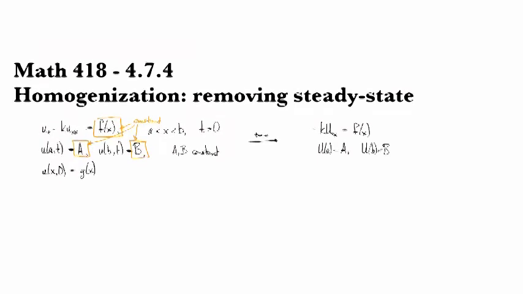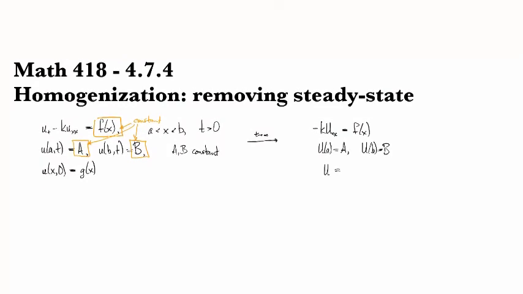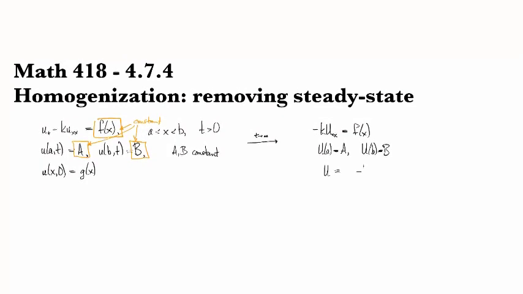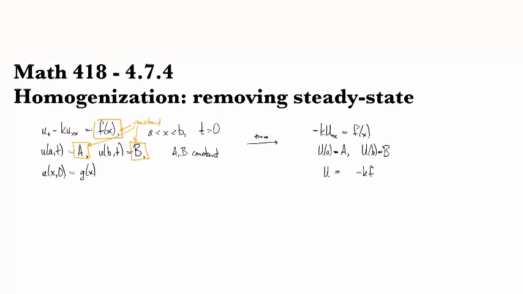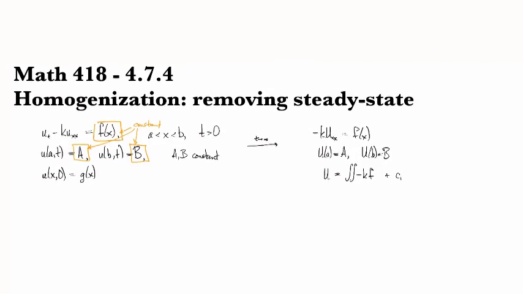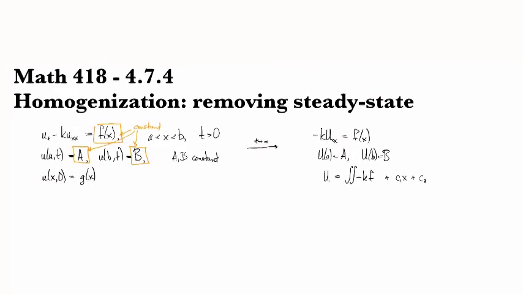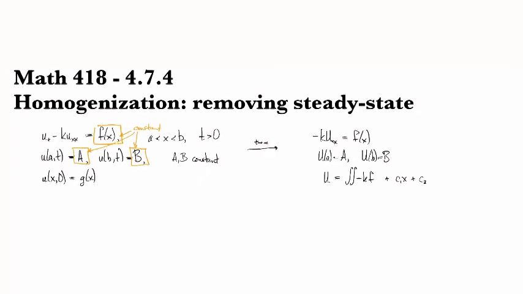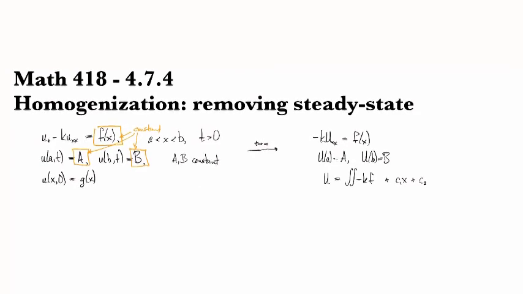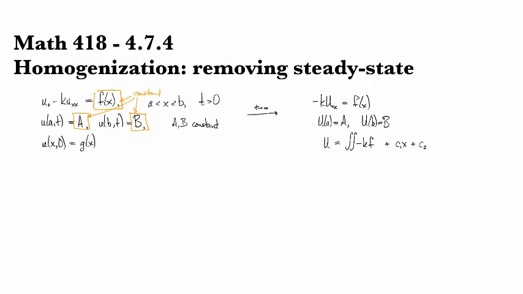And then this can easily be solved just by integrating. So we take minus f over k and we integrate it a couple times, and each time we get a constant. So we first get a c1 and then we get a c2. So it'll look something like this. But the key point is that you can solve for U.